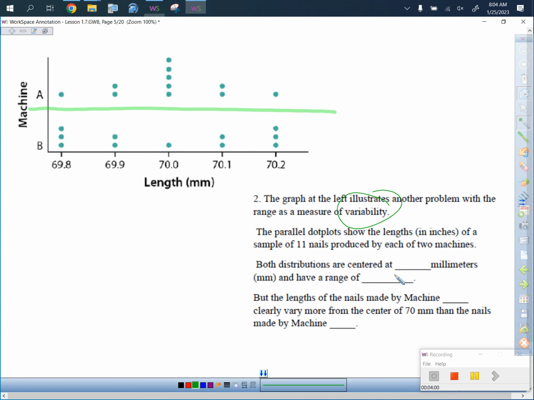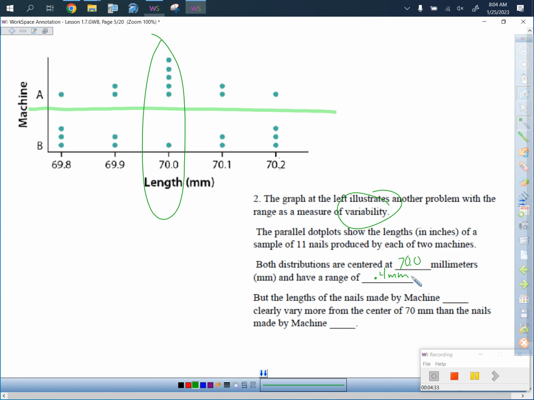Both distributions are centered at blank millimeters. Where's the center of these at? How many millimeters? They have the same center, 70.0 millimeters. And what's the range? Isn't the high for machine A 70.2 and the low 69.8, and the same thing on machine B? Wouldn't they have the same range if you did high minus low? I did the math for you. If you take 70.2 minus 69.8, you get 0.4 millimeters. They've got the same range and the same center.